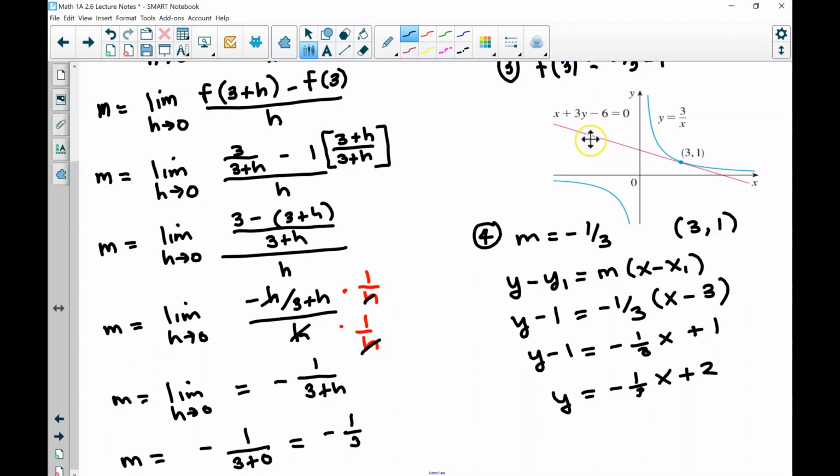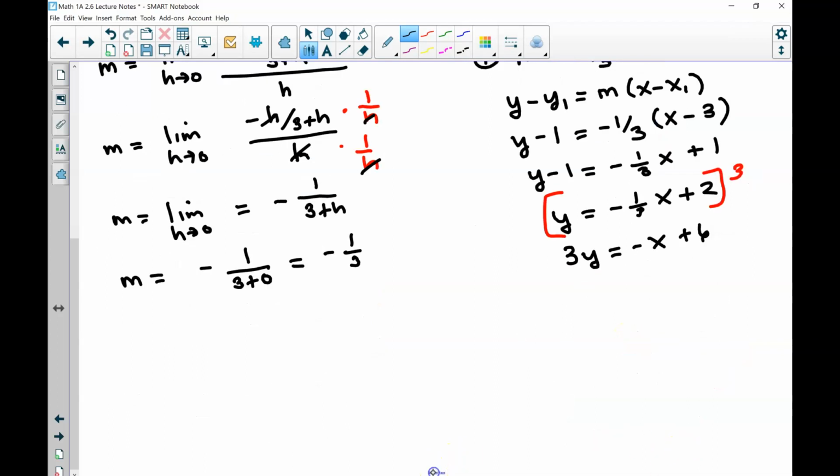Now, if you take a look at the graph here, this equation is written in a different form, which means that what they're doing is multiplying everything by 3 to make it a cleaner look. If we multiply everything by 3, we have 3y equals negative x plus 6. If we set this entire thing equal to 0, we get x plus 3y minus 6 equals 0.